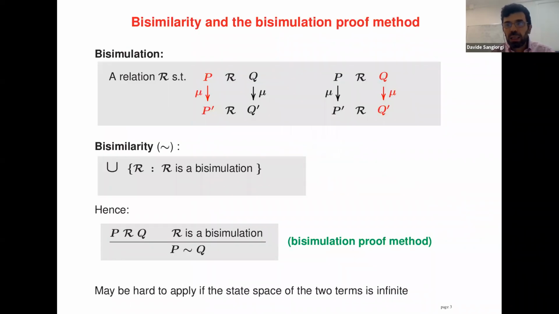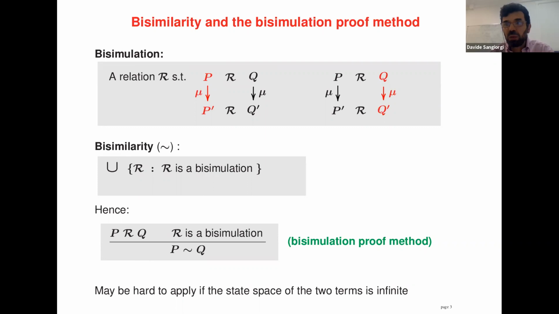So at CONCUR, I can be very brief about the introduction of bisimulation. Bisimulation is a relation on processes that pictorially can be written in this way. Whenever there is a pair in a bisimulation, then a challenge from one process should be answered by the other process, and conversely. Then bisimilarity, which is the equivalence that we are interested in, is the union of all bisimulations. And this immediately gives the bisimulation proof method: to prove processes bisimilar, find a bisimulation containing these processes as a pair. This is a very effective method, yet it may sometimes be hard to apply if the state space of the two terms is infinite.